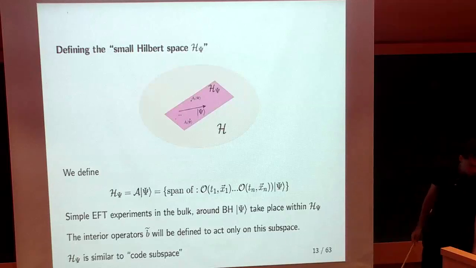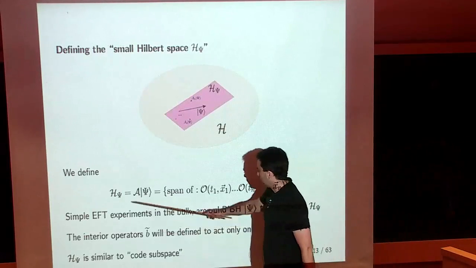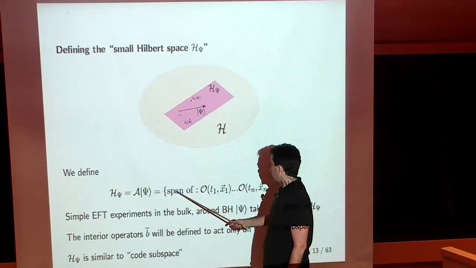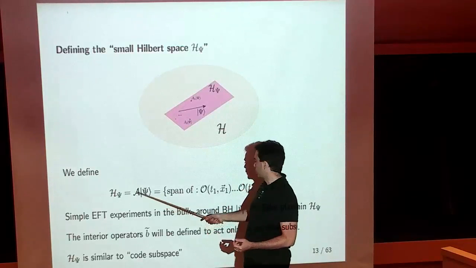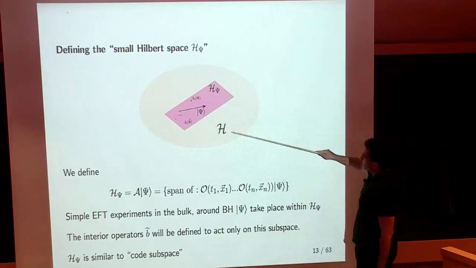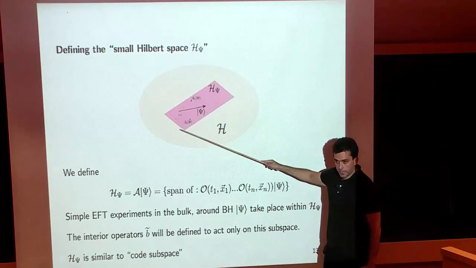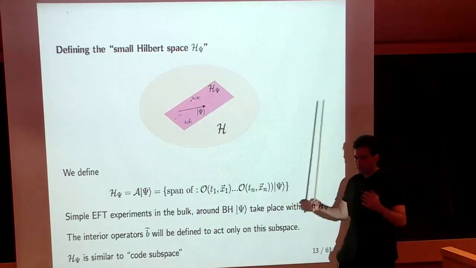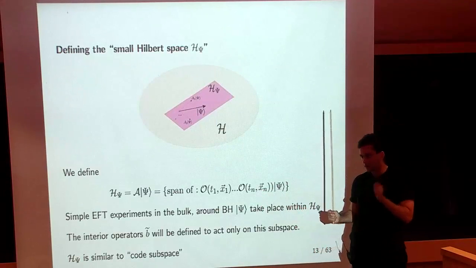So now what we want to define is the Hilbert space, this small Hilbert space, which is defined as the span of states that you get by acting with elements of the small algebra on the state psi, which is the black hole microstate. So here is the entire Hilbert space of the CFT, and I'm concentrating my attention on a subspace, H of psi. Again, this is the subspace that you get by starting with a quark-gluon plasma microstate and acting on it with a finite number of single trace operators.